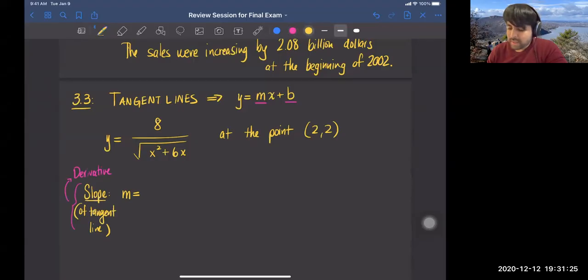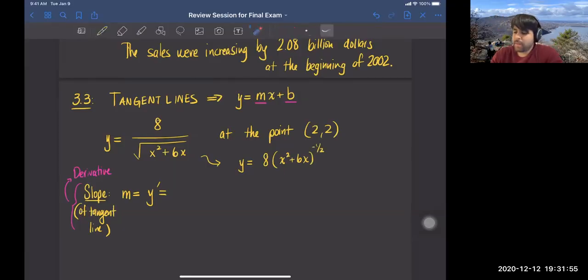So I want to find the derivative. That's really what this whole problem is predicated upon: finding a derivative. Now the question is, how do I find the derivative of this monstrosity here? Since we have our differentiation rules equipped in our toolbox, I would rewrite this as 8 multiplied by (x squared plus 6x) raised to the negative 1/2. Do you guys see how I went from this expression to this expression?